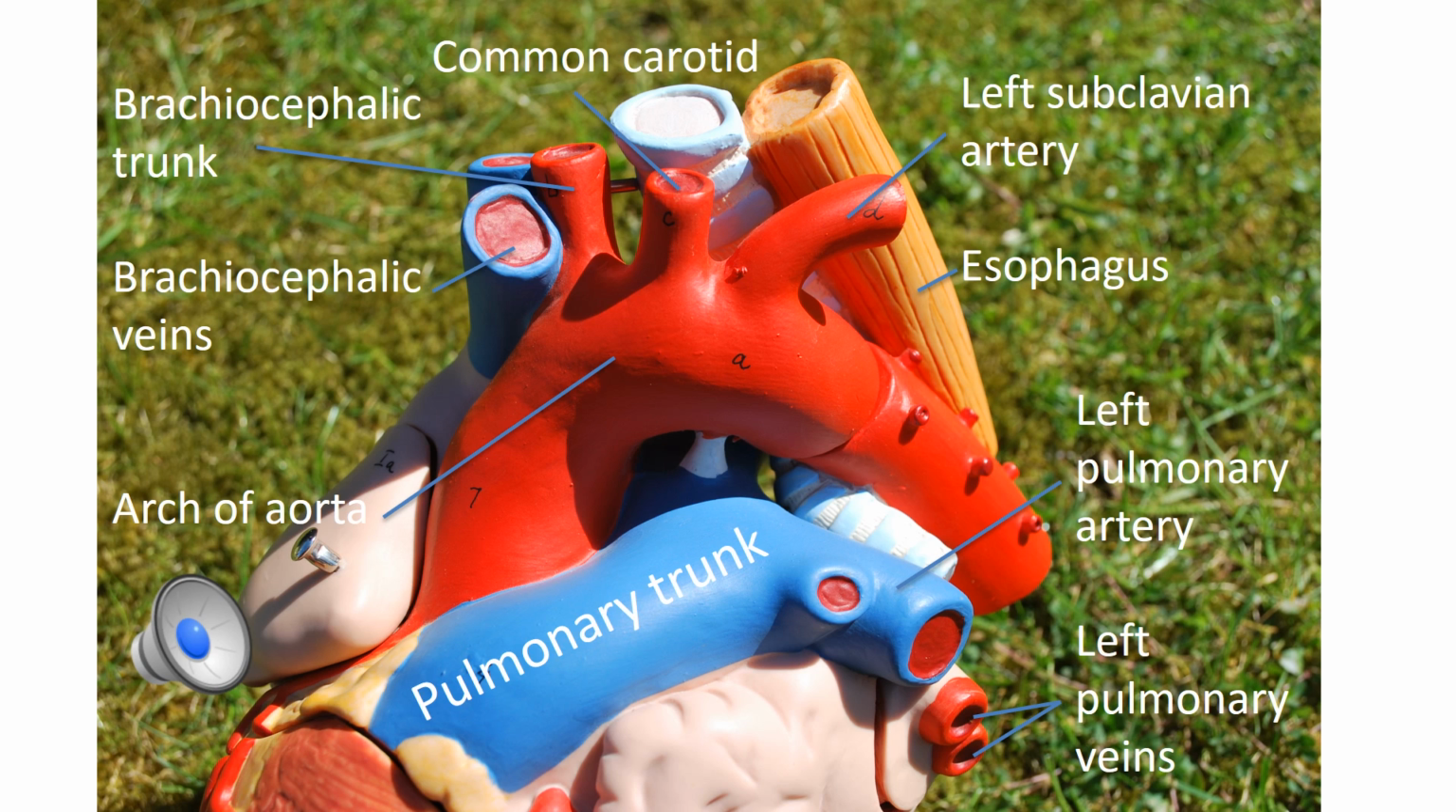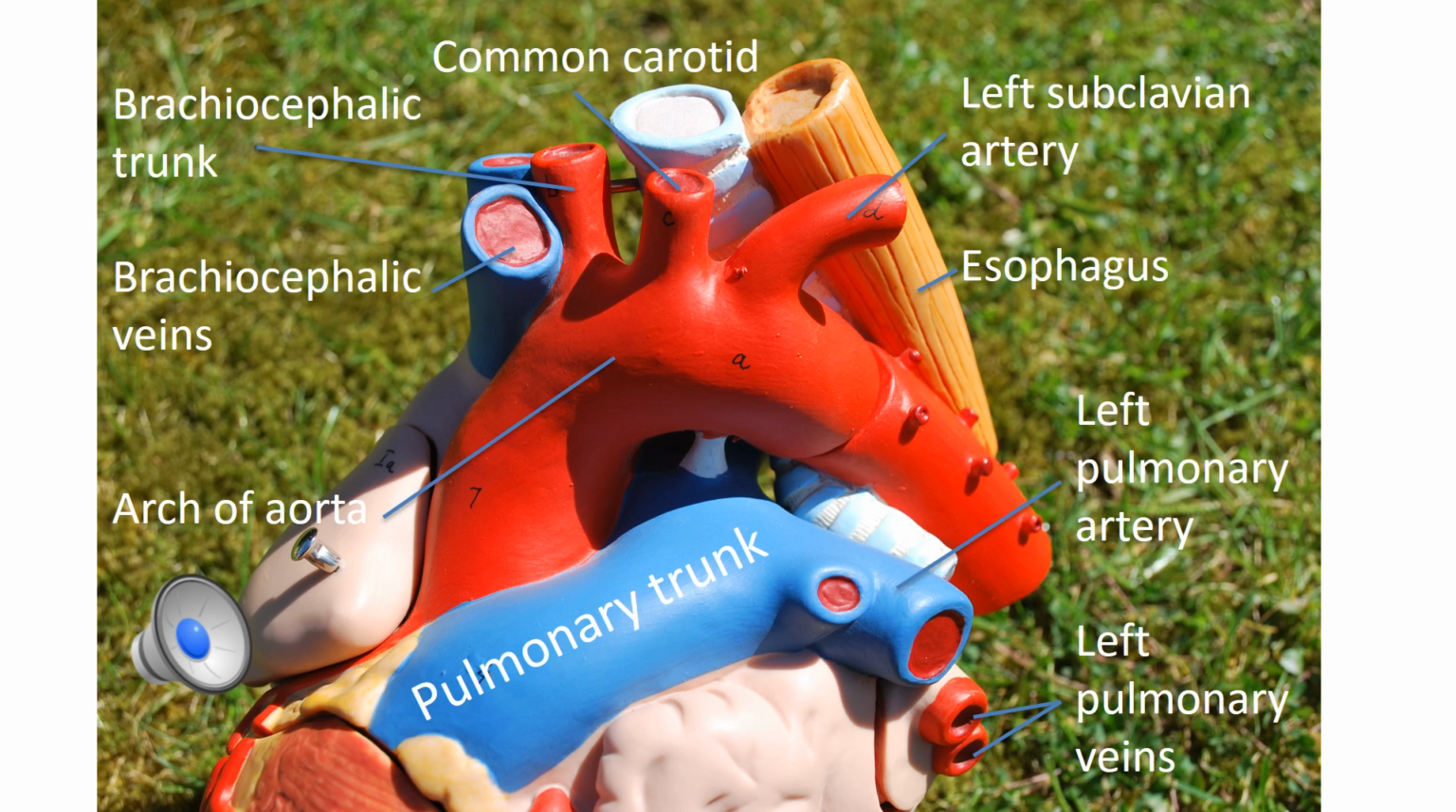So the right subclavian artery goes underneath the clavicle and on into the arm. So it's called brachio because it's going to go into the brachial artery in the arm, and it's called cephalic because cephalic is to do with the brain, and of course the carotid artery is going on up to the brain. Then beneath that we have the brachiocephalic veins.